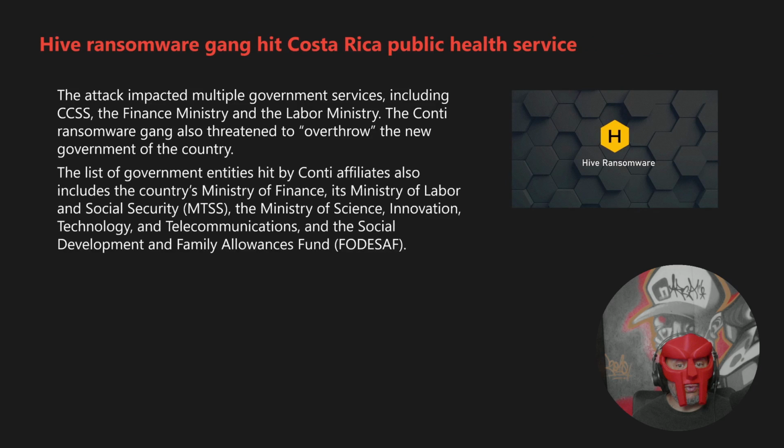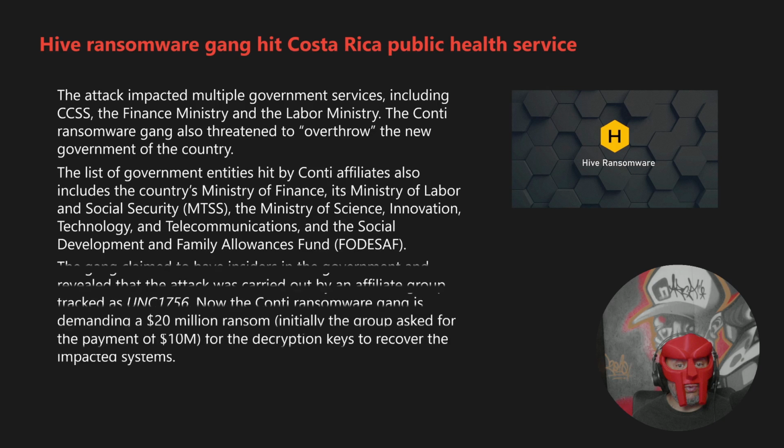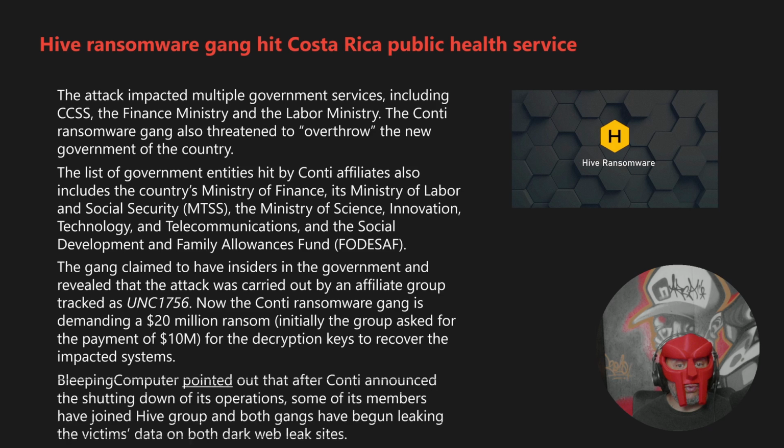The Conti ransomware gang also threatened to overthrow the new government of the country. The list of government entities hit by Conti affiliates also includes the country's Ministry of Finance, its Ministry of Labor and Social Security, the Ministry of Science, Innovation, Technology and Telecommunications, and the Social Development and Family Allowances Fund. The gang claimed to have insiders in the government and revealed that the attack was carried out by an affiliate group tracked as UNC1756. Now, the Conti ransomware gang is demanding a $20 million ransom. Initially, the group asked for a payment of $10 million for the decryption keys to recover the impacted systems.